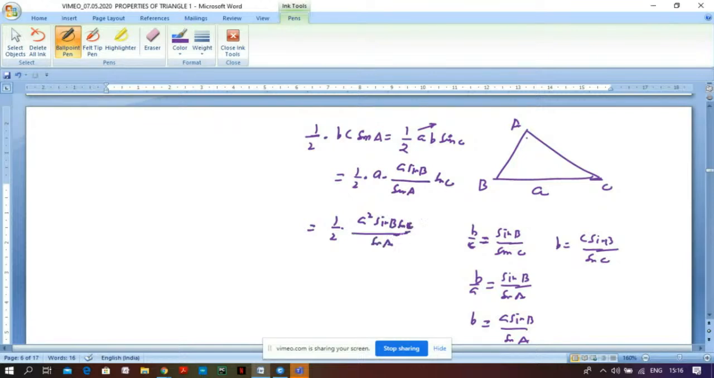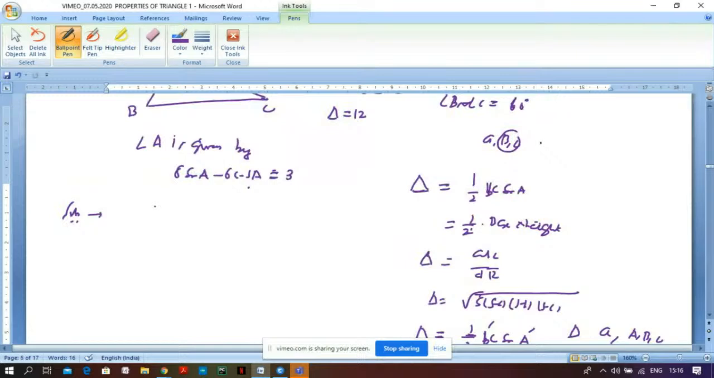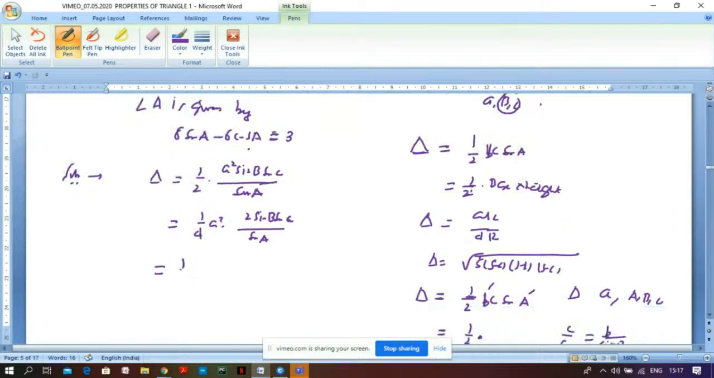It means that if I want to write in terms of angles A, B, and C, I have got this result, half A squared sine B sine C over sine A. So let me write this result here. So this delta is now half because B and C are involved. So I'll write half A square sine B sine C over sine A. This becomes a new formula for you. But I don't want B and C, difference is given. So I write 1 by 4 A square and twice sine B sine C over sine A. And that gives me 1 by 4 A squared 2 sine B sine C.